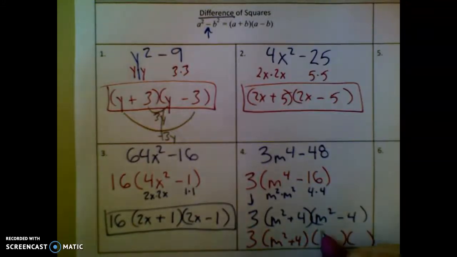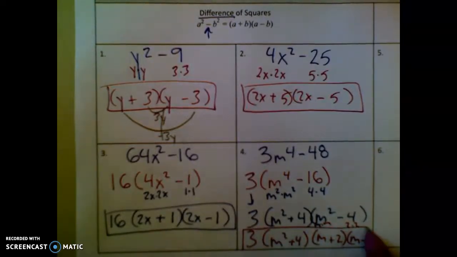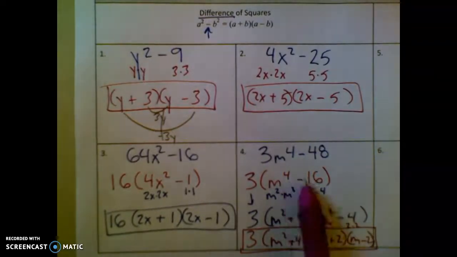Okay, how do I get m squared? Well, that's m times m. So here's an m, here's an m. How do I get 4? Well, that's 2 times 2. So plug in a 2 there and a 2 there. Make one plus, make one minus. I kind of wrote too big, that's okay. My final answer is actually this. I had a difference of squares hidden within another difference of squares.